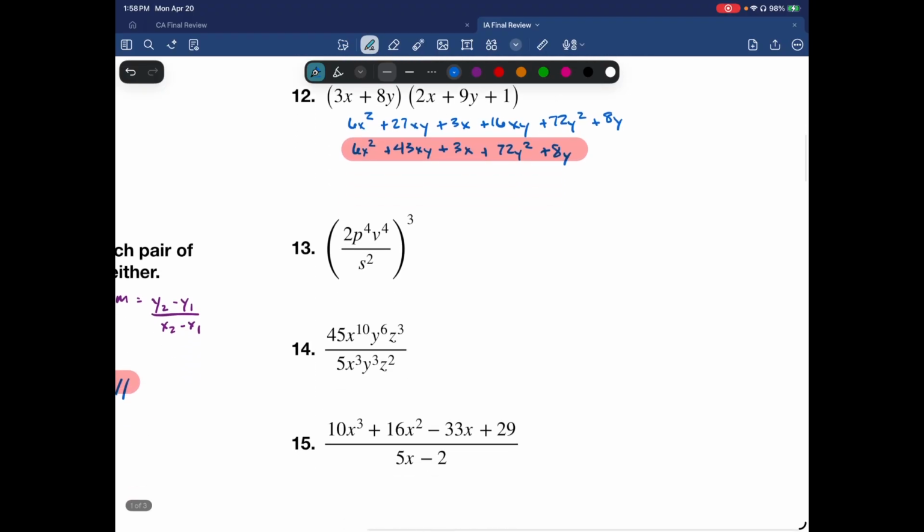All right, when you raise a power to a power, you multiply. So here's what we got. I'm going to say 2 cubed, p to the 4 times 3 is 12, v to the 12th, s to the 6th. And then we have to figure out what 2 cubed is. 2 cubed is 8, so we got 8, p to the 12th, v to the 12th, s to the 6th. And that's my answer.